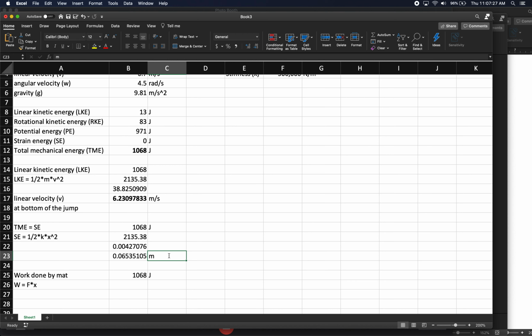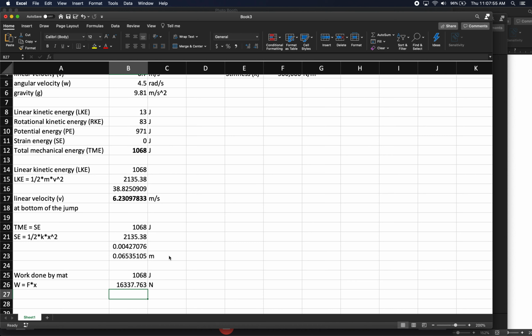You could also think of this as how much the gymnast sunk into the mat while it was bringing her to a stop. Okay? So I've got my work, W, I've got my x, my displacement, and so I just divide work by x to get the force there by itself. So the average force applied to the gymnast while they were being brought to a stop here was about 16,000 newtons. Is that a lot?